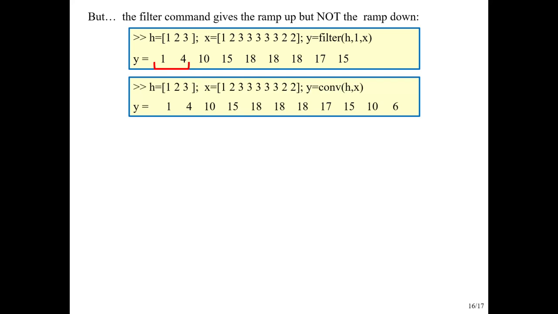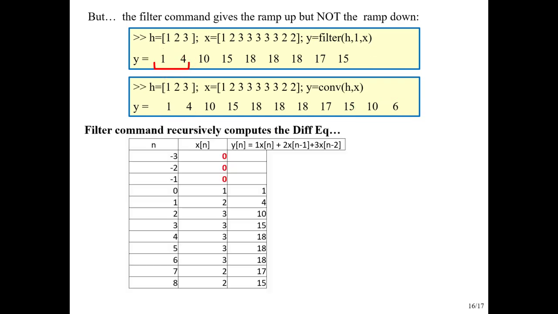So just comparing them, both of them have this ramp up, but the convolution command gives you the ramp down, which really is going to be there, and the filter command doesn't show that. It stops before that. So just keep that in mind.